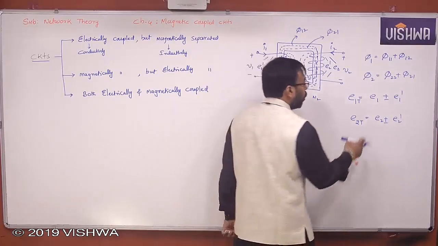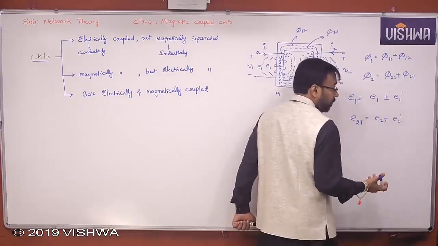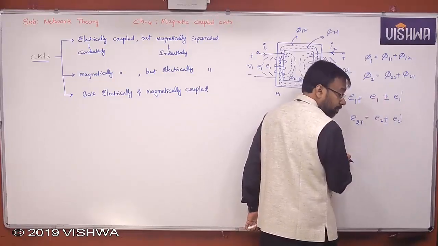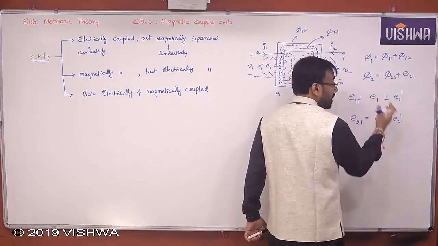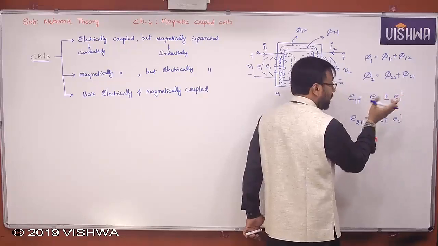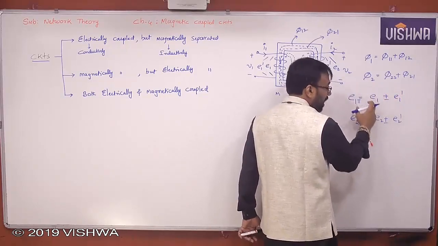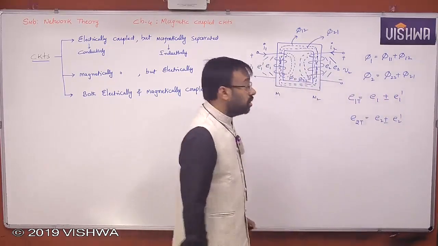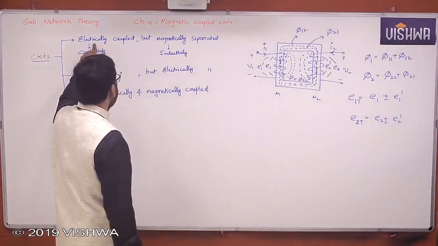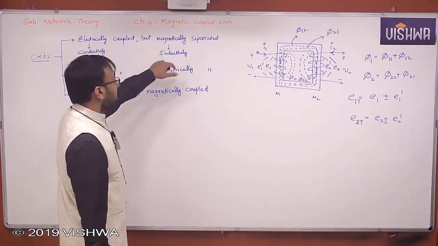Okay, but how do you know this plus or minus? Whether it is a positive or negative. If it is positive, net EMF is increasing. Yes or no? When there is no mutual coupling, there was only one EMF called what? E1. You see the first category of the circuits, electrically coupled but magnetically separated.